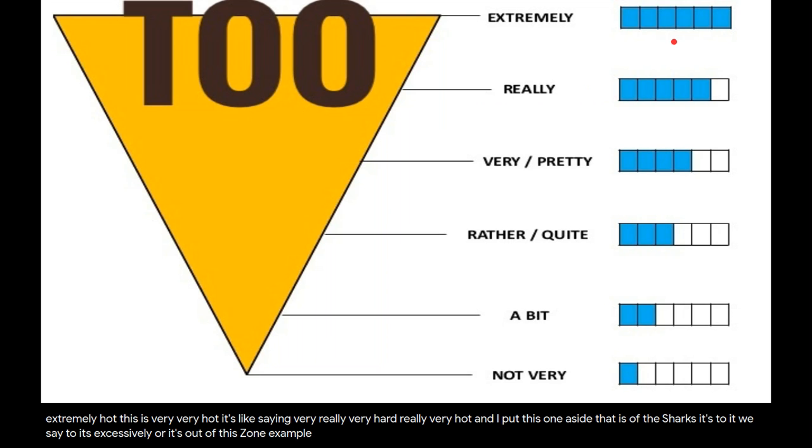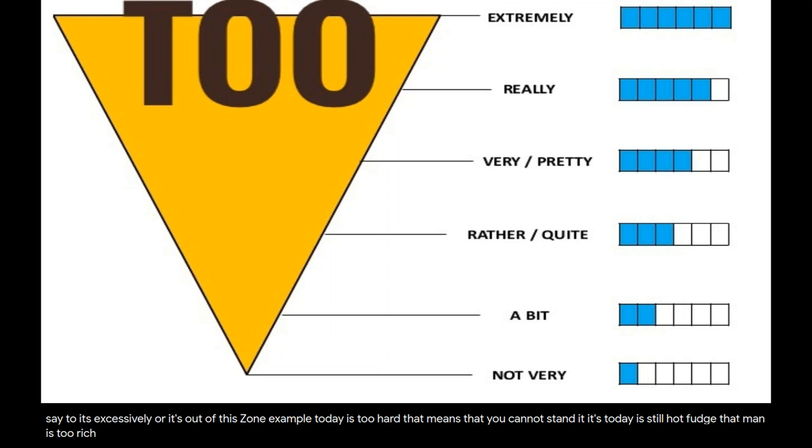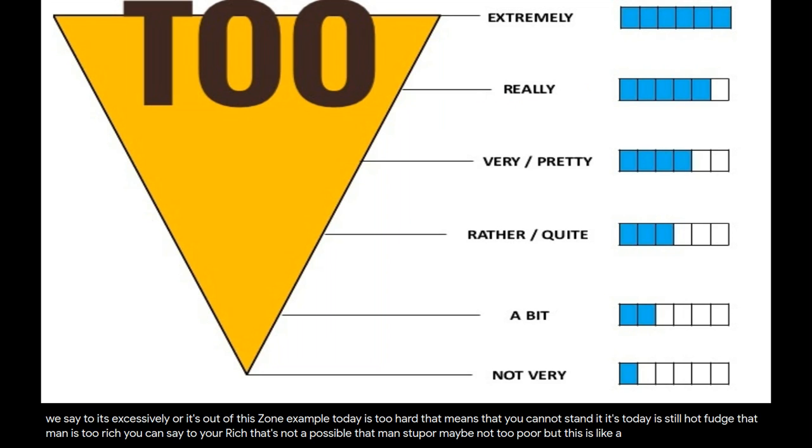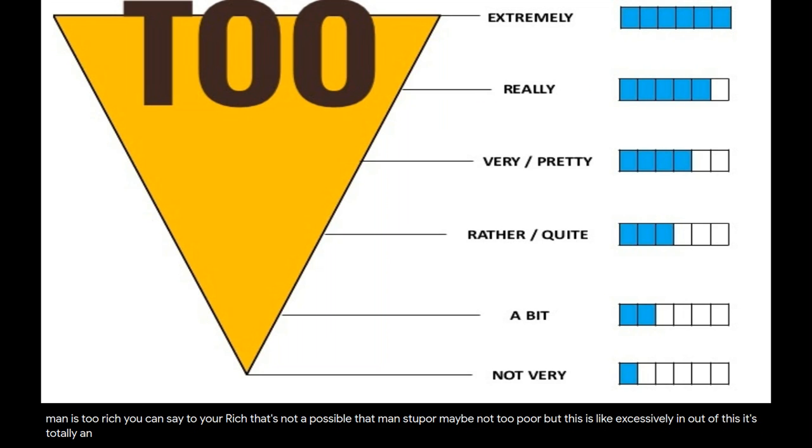For example, today is too hot. That means that you cannot stand it. Or that man is too rich. You can say too rich. That man's too poor, maybe not too poor, but this is like excessively and out of the limit. It's totally in excess, basically, right?